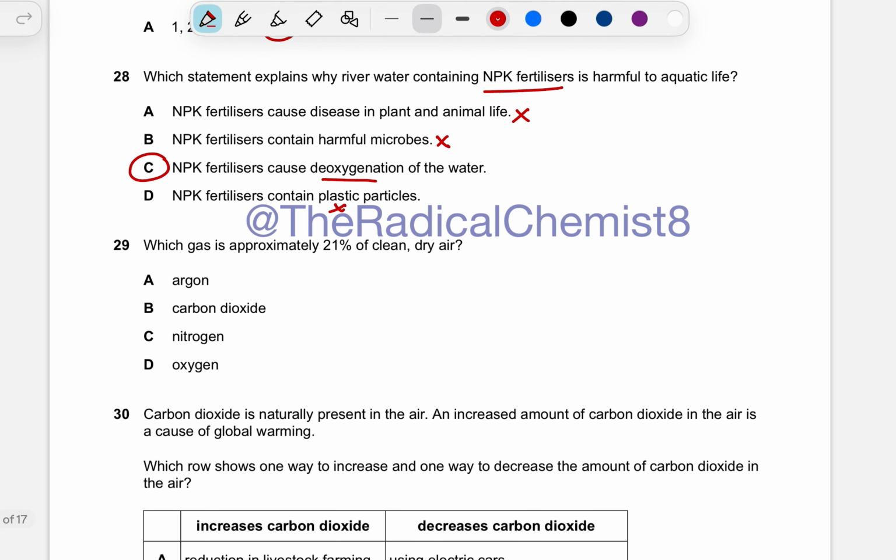Next, which gas is approximately 21% of clean dry air? Well, you should know that 78% of air is nitrogen and 21% of air is actually oxygen. So your answer is oxygen D. The 1% of other gases normally involves argon and carbon dioxide. So that's in the 1% of other. And nitrogen, remember, is 78.